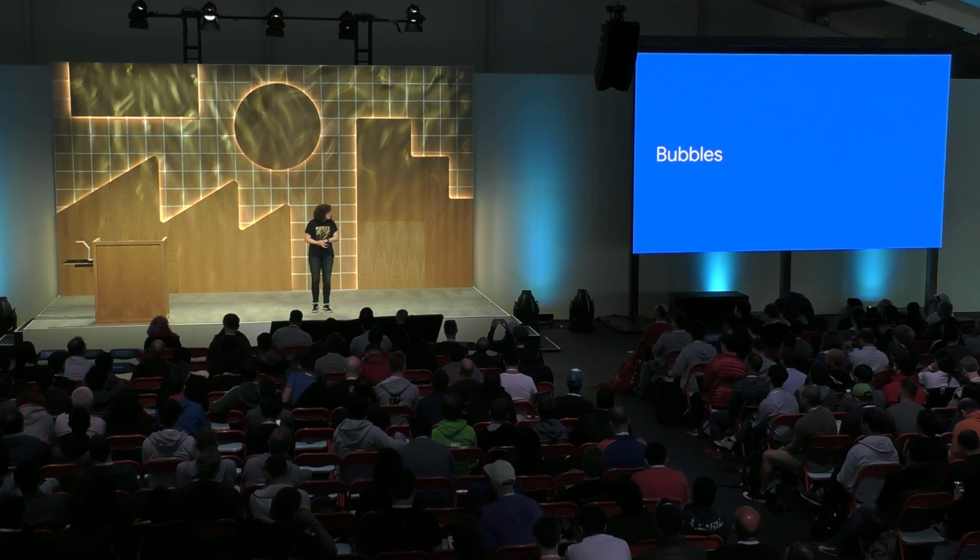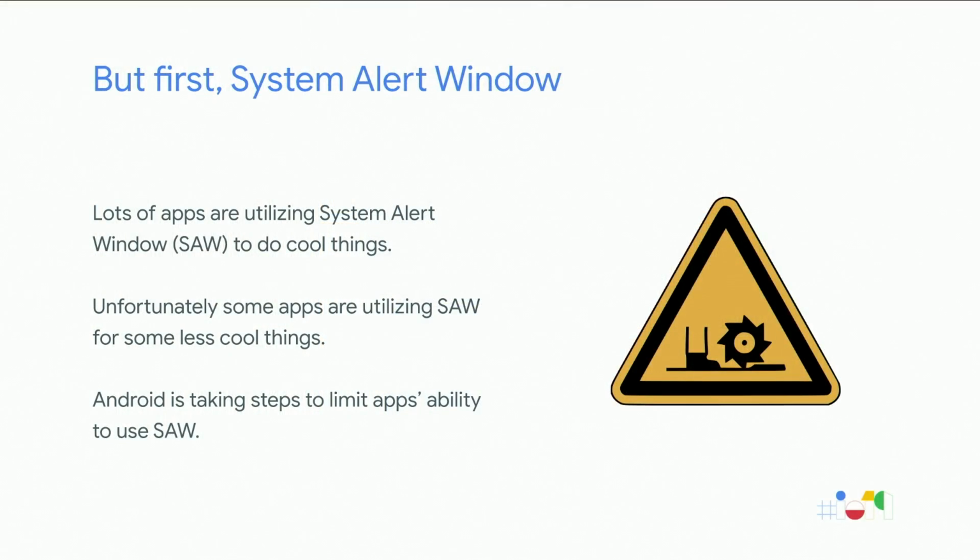Hey, everyone. So Bubbles is our new notification-based multitasking feature in Android. But before I talk about Bubbles, I want to talk a little bit about System Alert Window. So System Alert Window has existed in Android for a while, and lots of apps have done really cool things with it, even though that wasn't really the intention of this API to begin with.